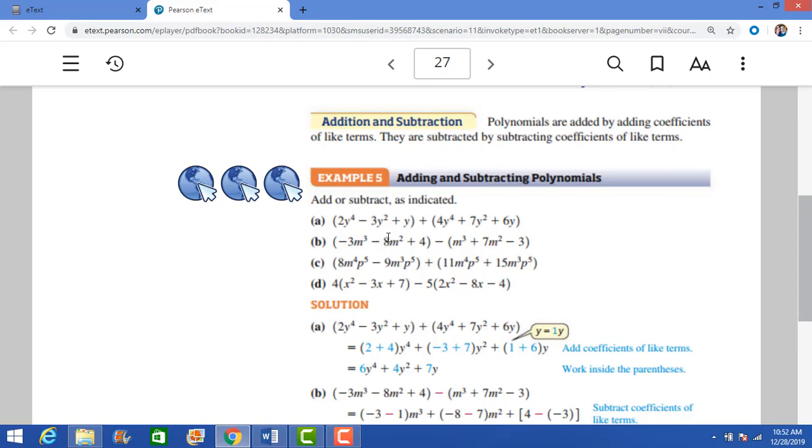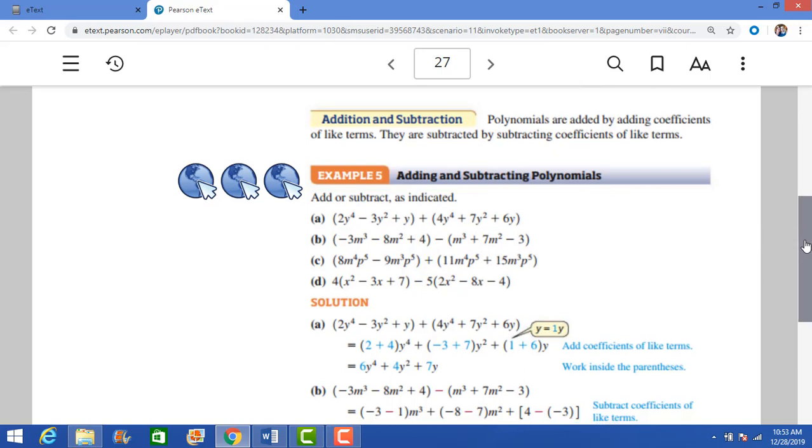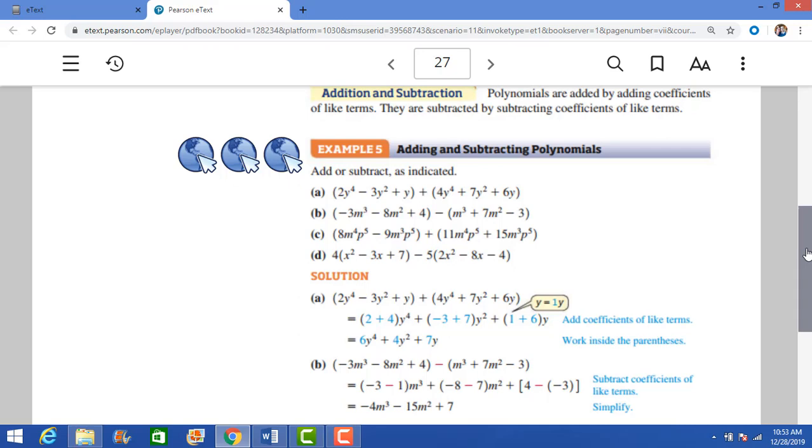We get -8m squared minus 7m squared, so we get -8 minus 7 times m squared, and we do the same thing for the last one. And then we simplify, and our final answer is this.